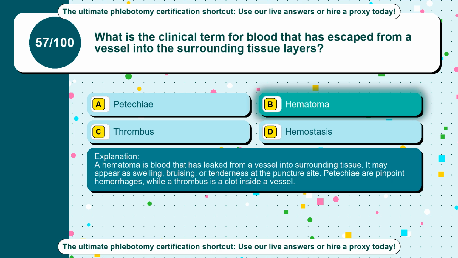A hematoma is blood that has leaked from a vessel into surrounding tissue. It may appear as swelling, bruising, or tenderness at the puncture site. Petechiae are pinpoint hemorrhages, while a thrombus is a clot inside a vessel.